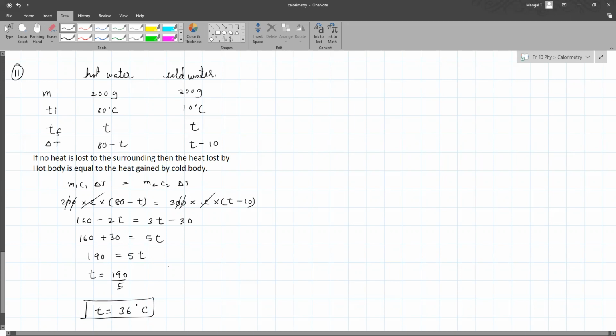Now you have to write the final temperature. This is 4, so 38 degrees Celsius. So the final temperature of the mixture is 38 degrees Celsius.